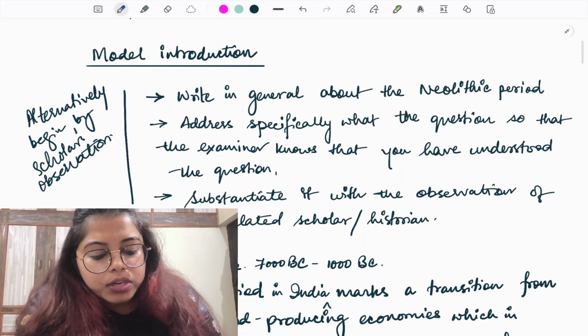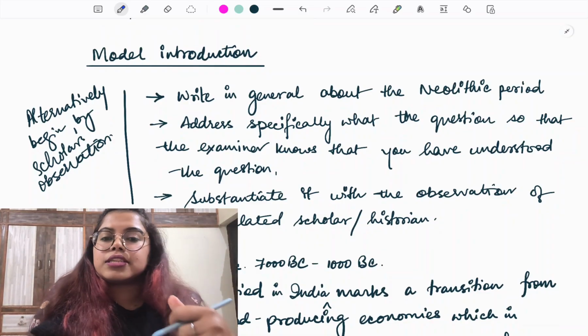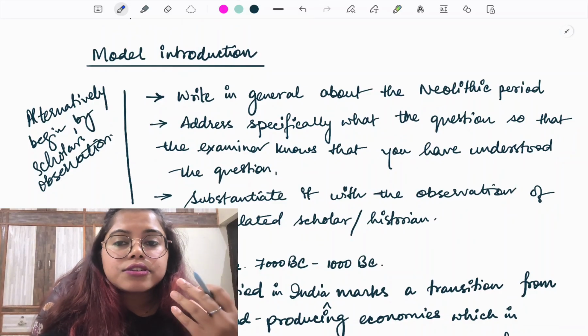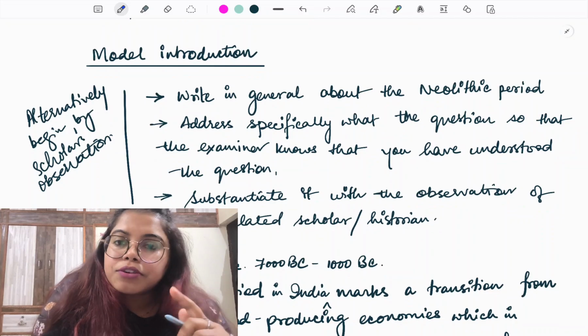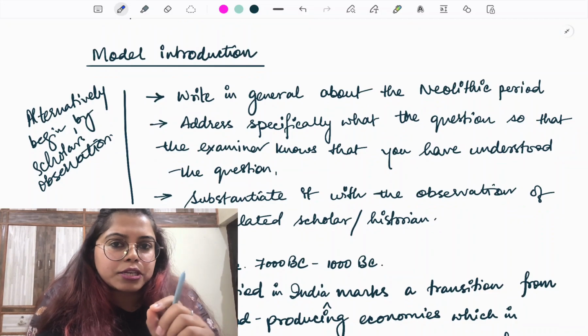Now, what should be the model introduction for this question? This question does not mention things like critically analyze, discuss, explain, and so on. The introduction for this kind of question should be, first you have to write a general line that is most relevant to that particular topic.